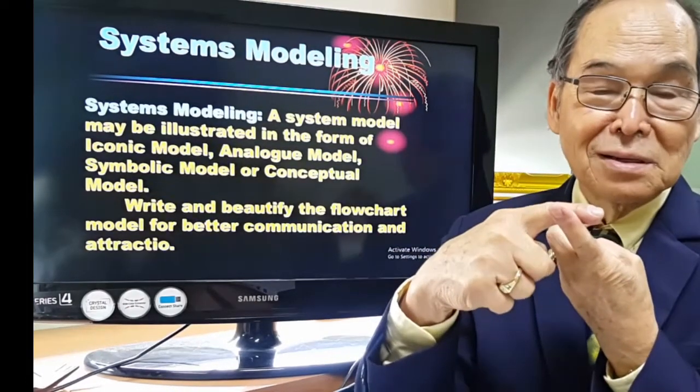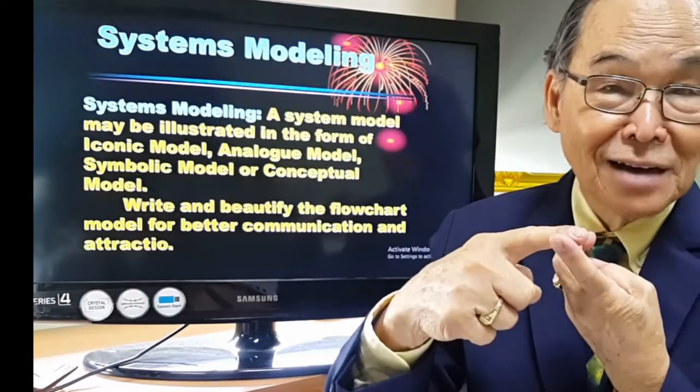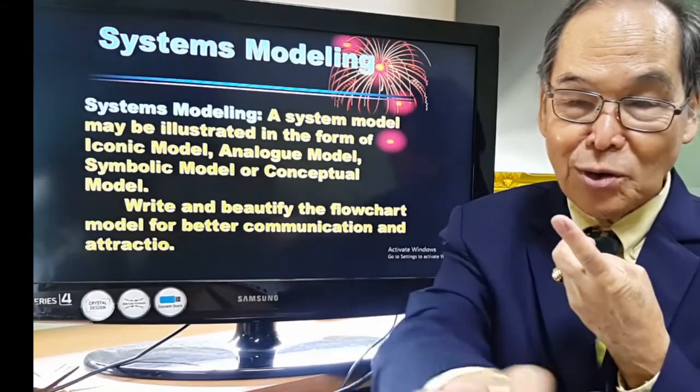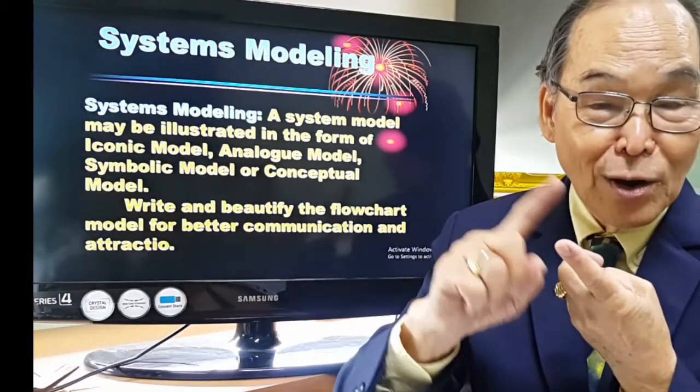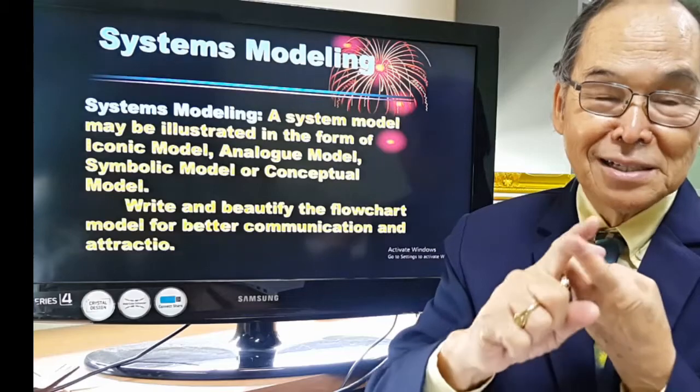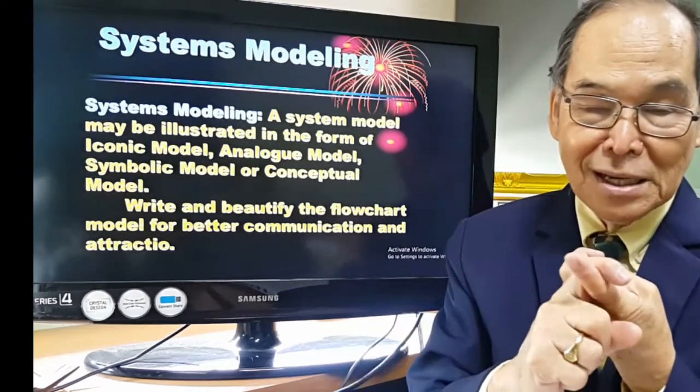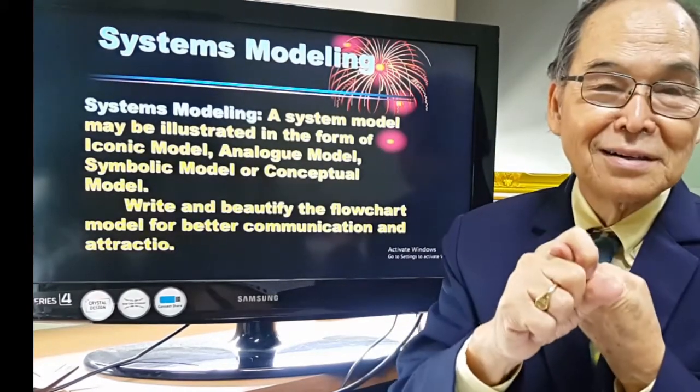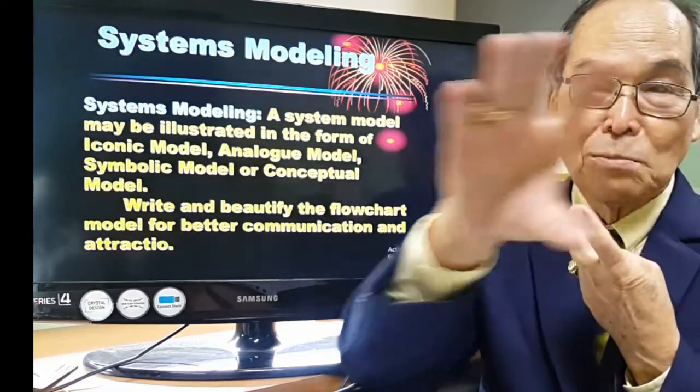Iconic model. What does it mean by iconic? Icon. You see it on your desktop or your notebook. Icon. What does it mean? Yes, it means picture. Okay. Iconic model, you put in the pictorial model.